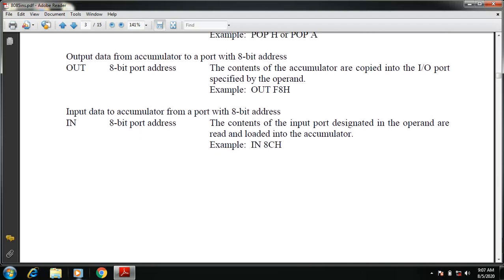Similarly for IN, input data to accumulator from port with 8-bit address, that is IN 8CH. The content of the input port designated in the operand is read and loaded into the accumulator. So the content of the input port is directly read or loaded into the accumulator, but in OUT with 8-bit address, the content of the accumulator is copied or written into the input output port specified by the operand. So this is the difference between the IN and OUT instructions.